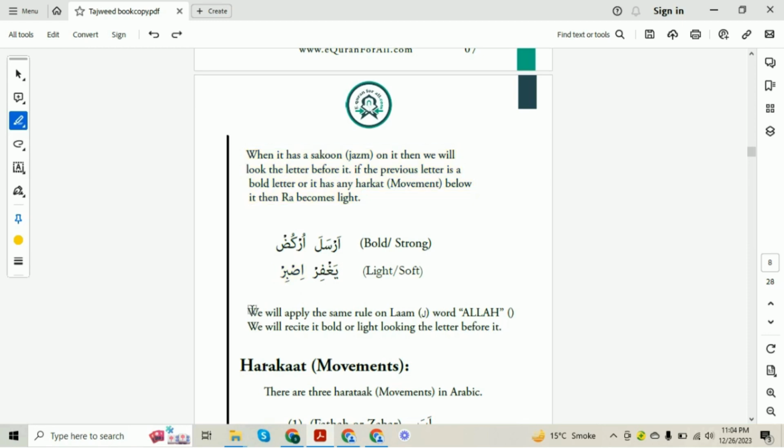And the last one, and a very important one, is the rule of lam in the word Allah. We will apply the same rule on lam, the rule which we read for the raa: whenever the lam got a jazm or sukoon sign and the letter before it is a bold letter, then we will pronounce Allah's lam in a bold and strong voice. And if that letter is a light letter or not a bold letter, then the lam of the word Allah is read in a light voice.